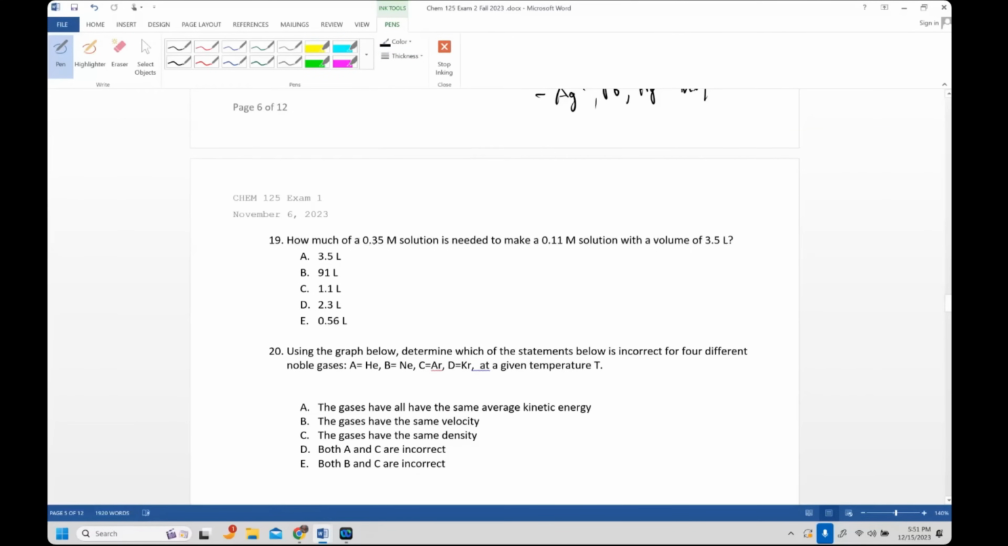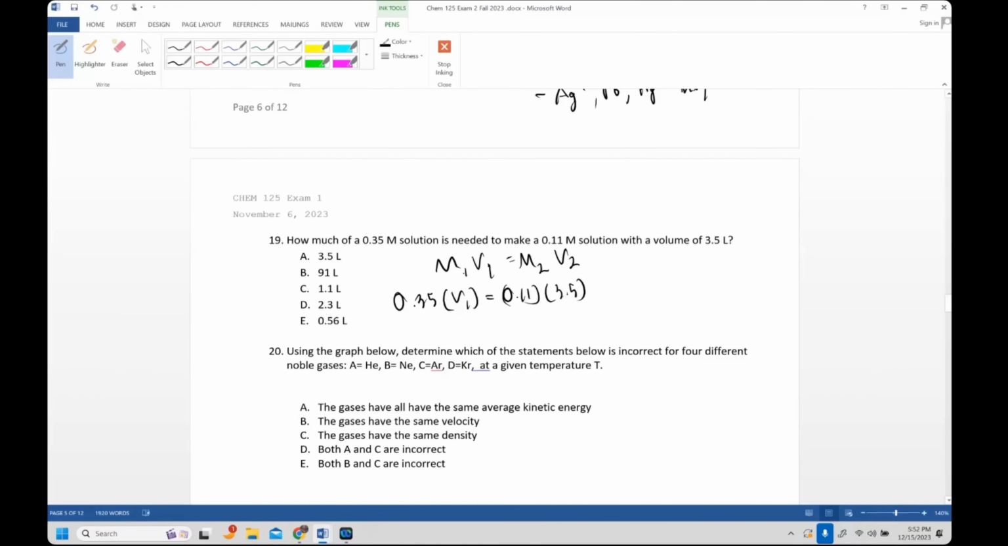All right, next. How much of a 0.35 molar solution is needed to make 0.1 molar with a volume of 3.5? So this is dilution. M1V1 equals M2V2. So your M1 is 0.35, and we're diluting it. So we don't know how much volume we need, but we know how much volume we're going to make. And we're making a 0.11 molar, and we want that volume to be 3.5. So we need to figure out how much volume we need to do that. So 0.11 times 3.5 divided by 3, I messed that up.